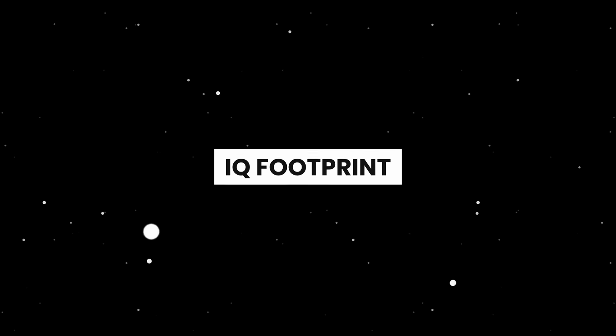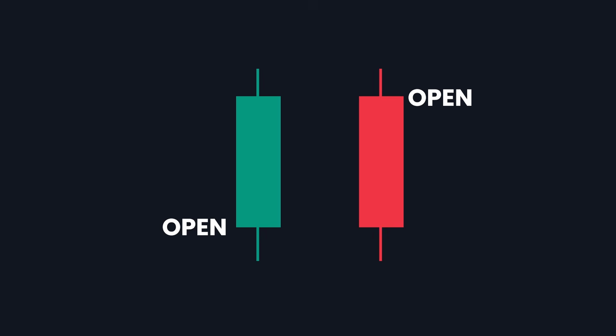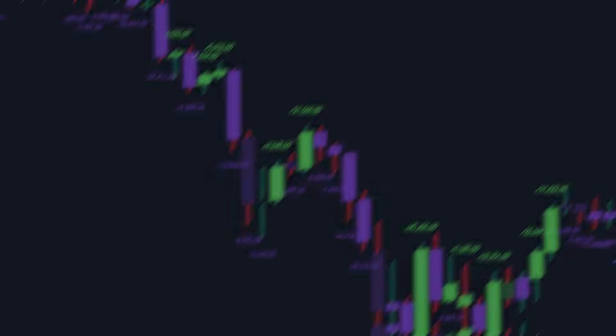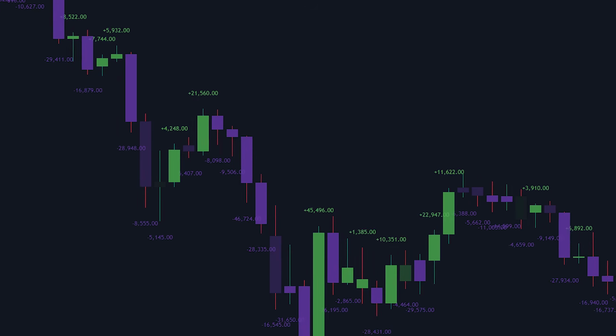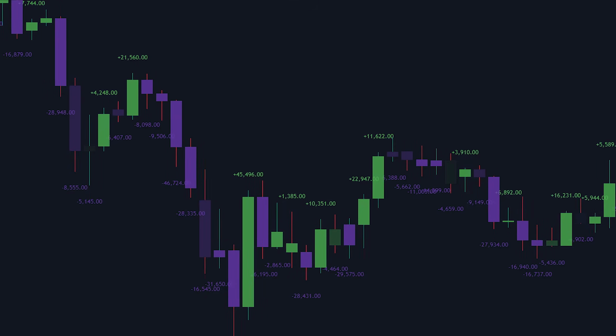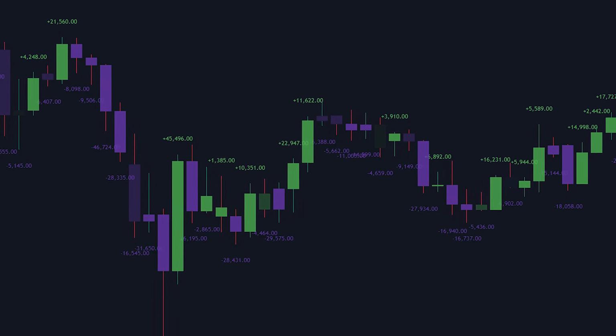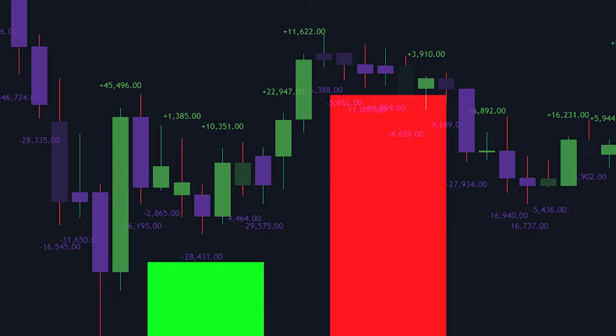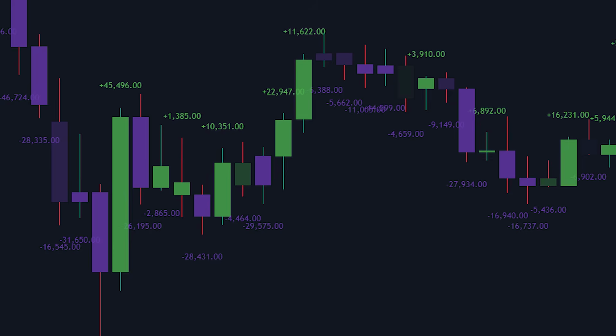IQ footprint. Most traders see open, high, low, close. IQ footprint shows you the actual battle between buyers and sellers happening inside each candle. A green total means buyers dominated. A red total means sellers had the upper hand. The really powerful signal: a candle with a large wick where buyers were very active but price still dropped.